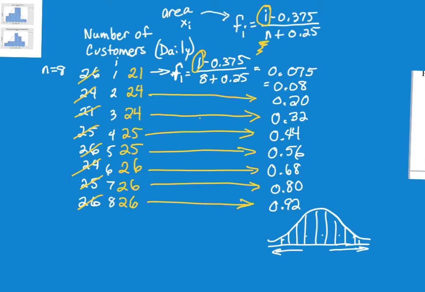What next? Since each of those numbers represents an area, probably should have done this in a different color. But there are the column headings. This is the number of customers. This is the area associated with that data value. That's the area to the left of that data value on a normal curve. And then we have to refer to our z-table to find the corresponding z-score. So we're going to go from here to a z-score.